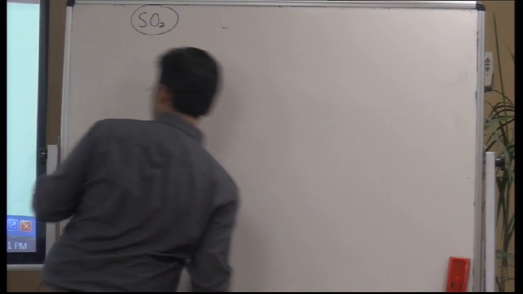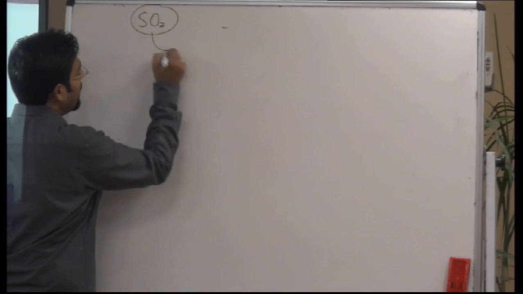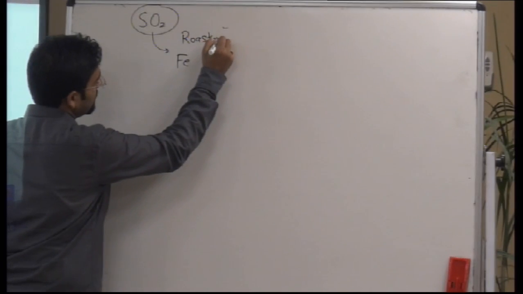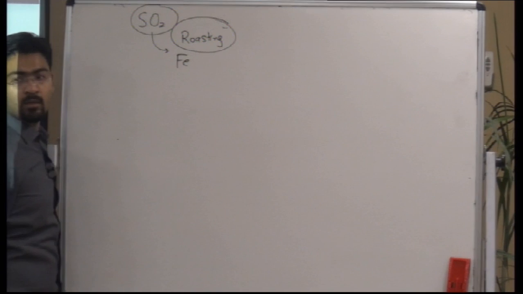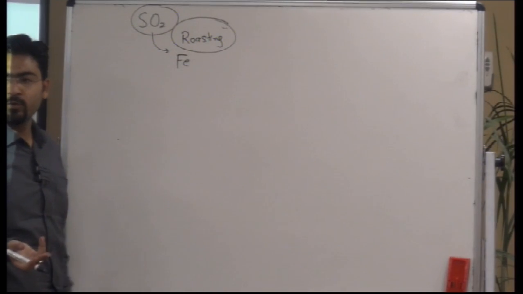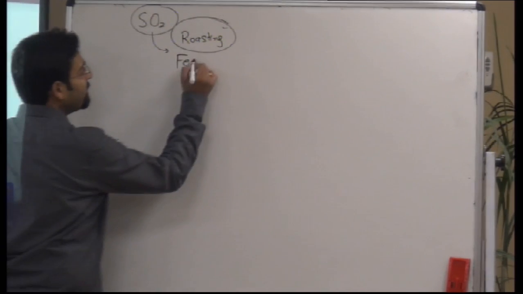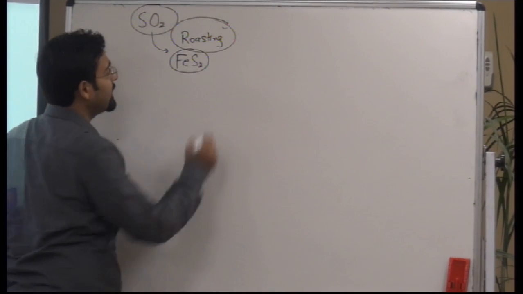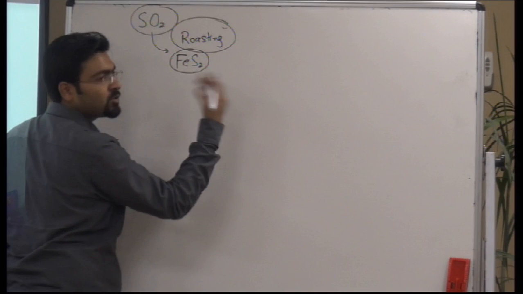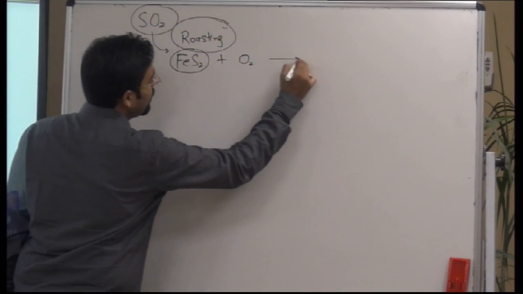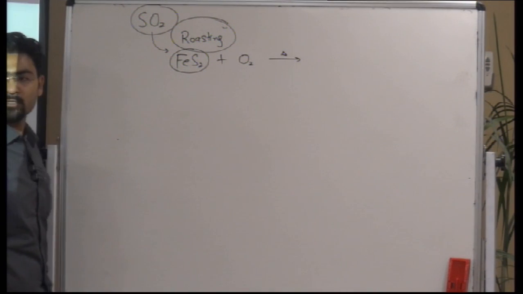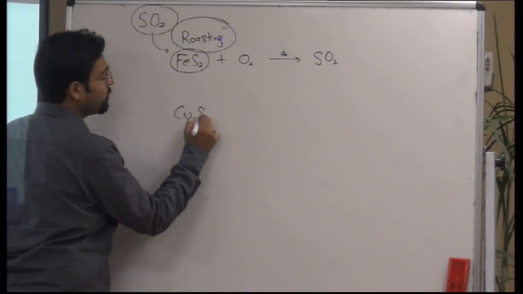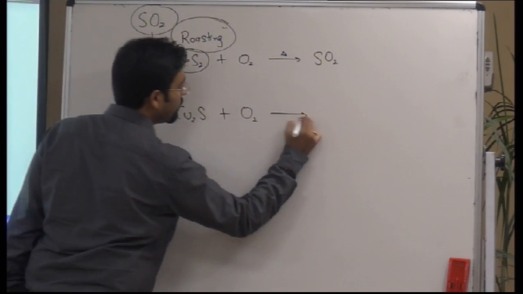SO2 can be produced by roasting. This is another technique which we use in metallurgy. Whenever we have sulfur ores or sulfide ores, on heating them strongly in presence of oxygen, they form SO2. For example, Cu2S on heating with O2 will form SO2.